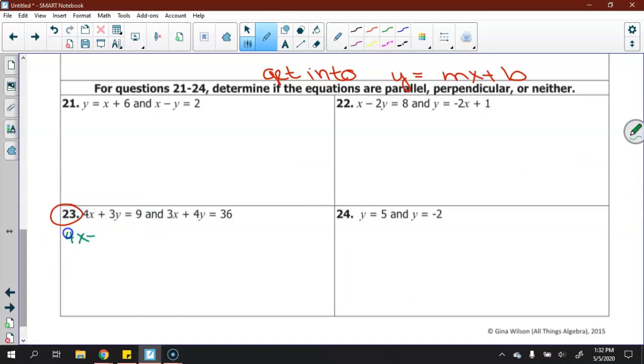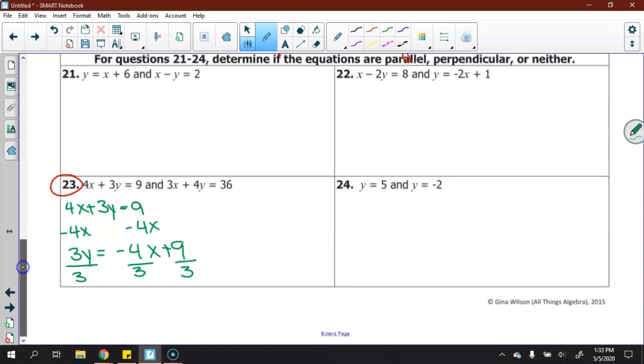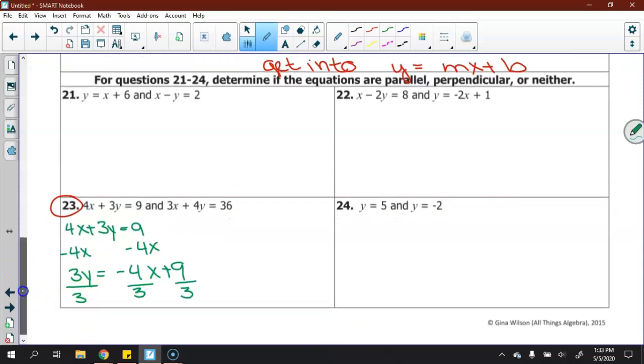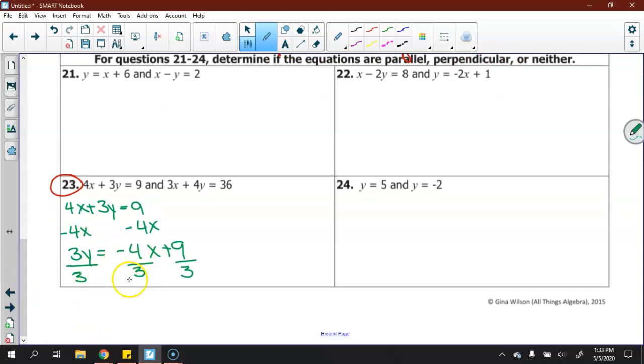So 4x plus 3y equals 9. Your goal is to get y on its own. And fractions, when it comes to slopes, are still acceptable, so make sure that you don't try to get rid of this, because that's still a legit number. So it's negative 4/3 x plus 3.